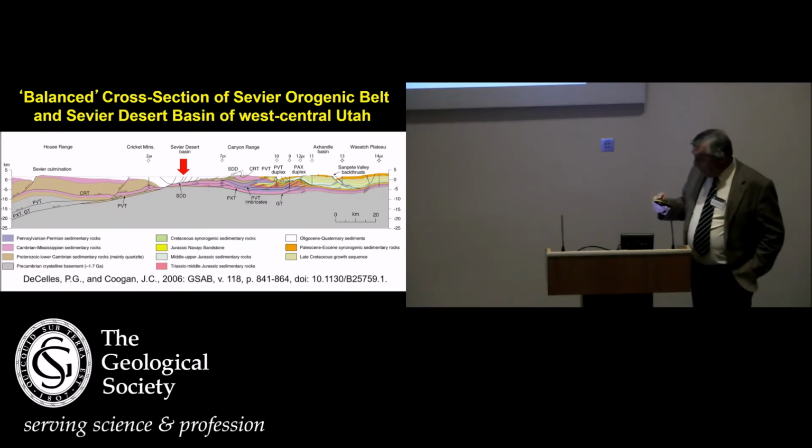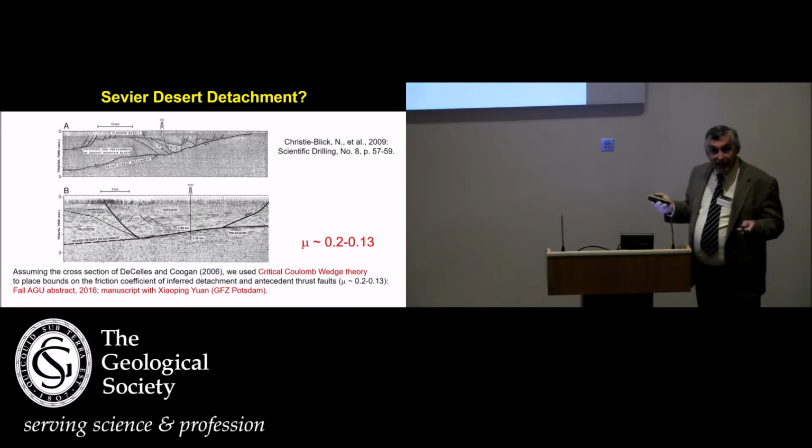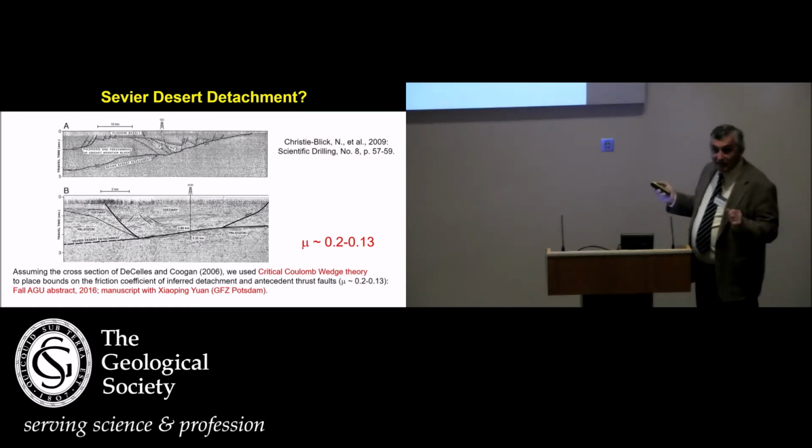And what Xiaoping and I did was to say the opposite, was to take the cross-section that Peter DeCelles had published, and then to look at that cross-section and to use critical Coulomb wedge theory to get at the frictional coefficient of the thrust faults and the friction coefficient of the extensional faults, both independently, and calculate what they would be. In other words, to make that cross-section of Peter's, what would you have to do in order to make the fault work? And so the answer is that it is somewhere between 0.2 and 0.13. That's the static friction. It's not a dynamic friction, it's static friction. That's what you'd have to do.